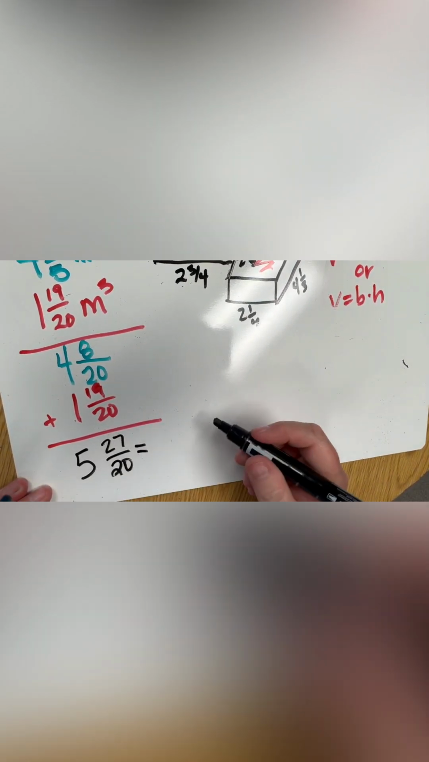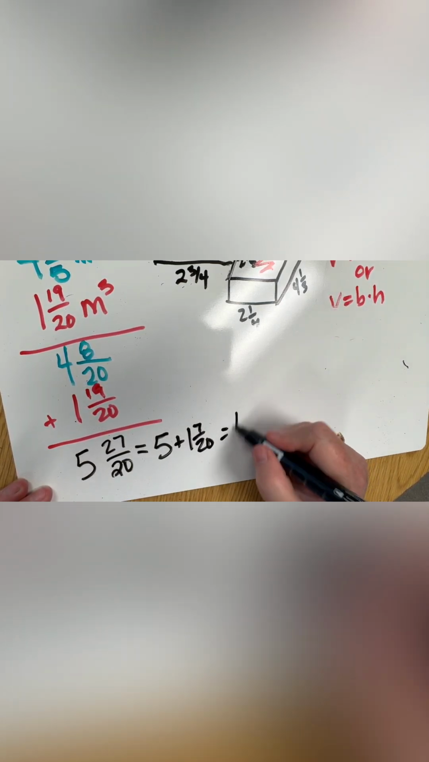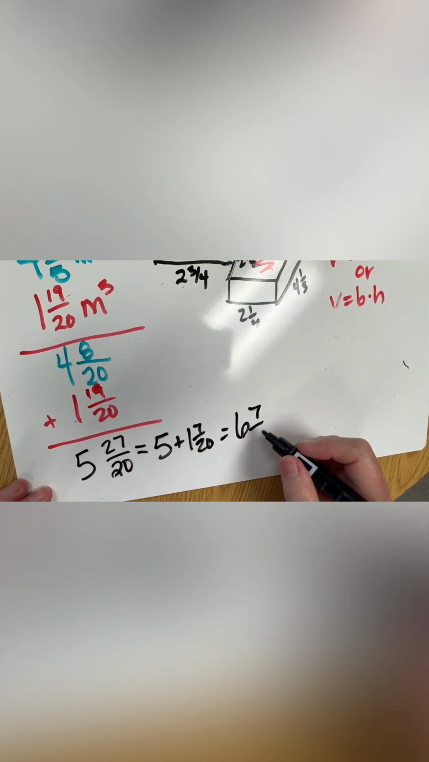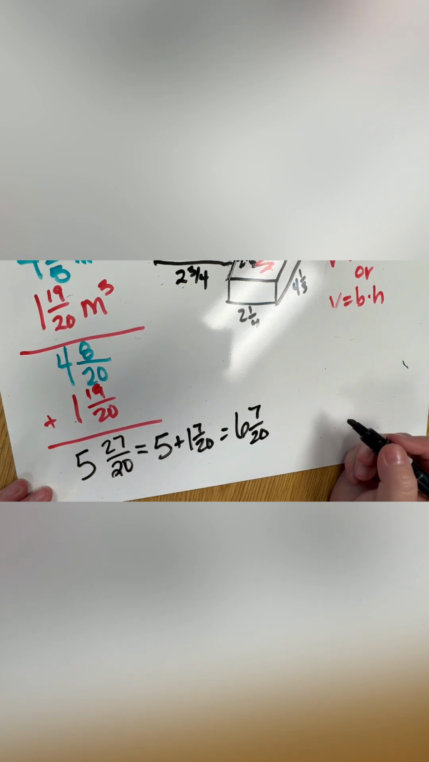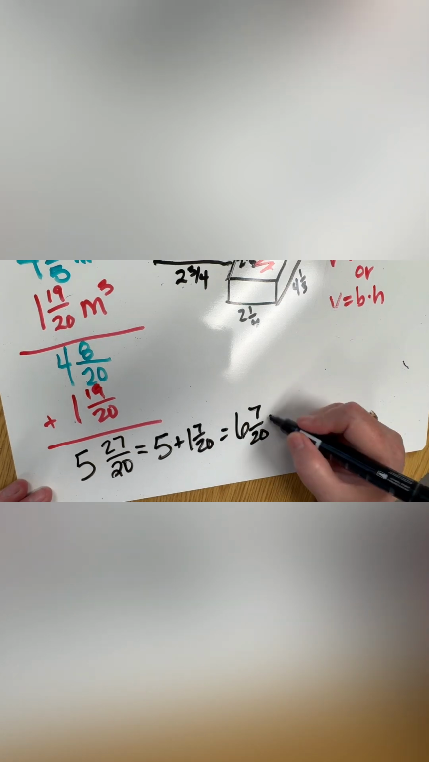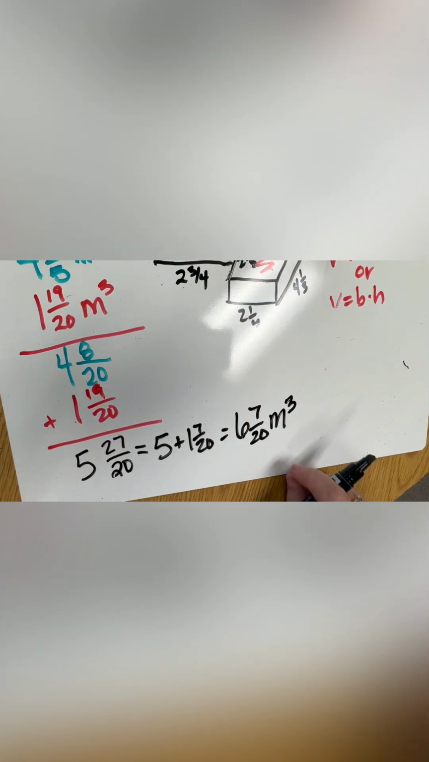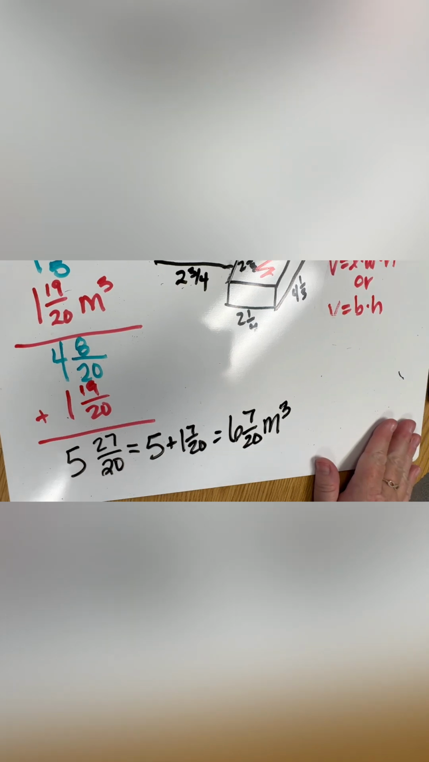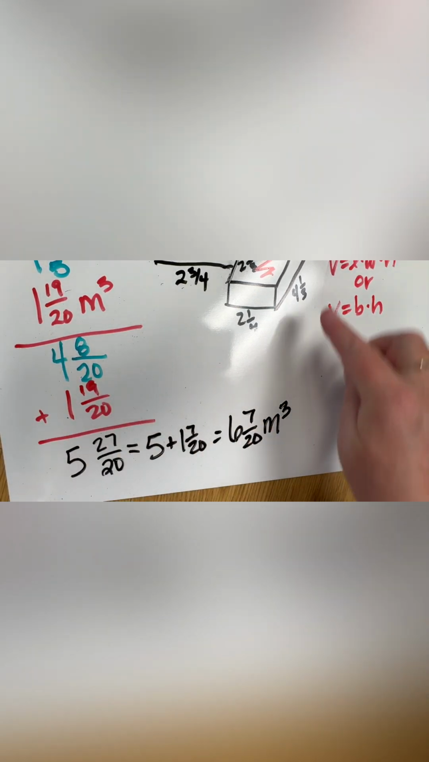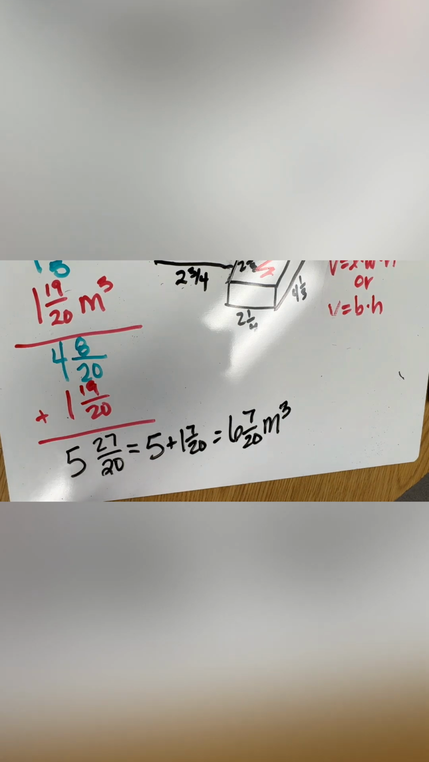Am I done? Oh, heck no. We got to keep going because 20 goes into 27 once. So that becomes like this. So our answer is actually 6 7/20. Yep. And it will be meters cubed. Whew, that was a lot of steps. And as long as you're writing them out correctly, then you should be fine. Okay? So I think we're good. That is your example. That would be how much sand is in that whole little piece.